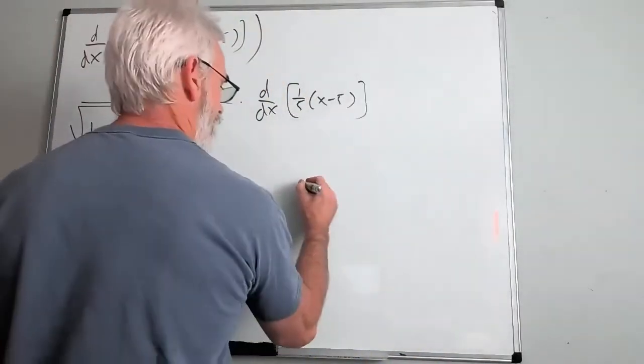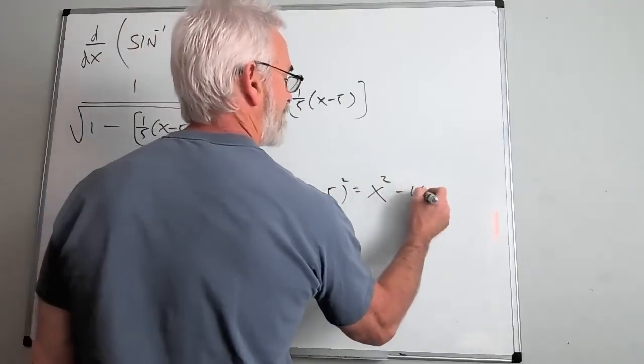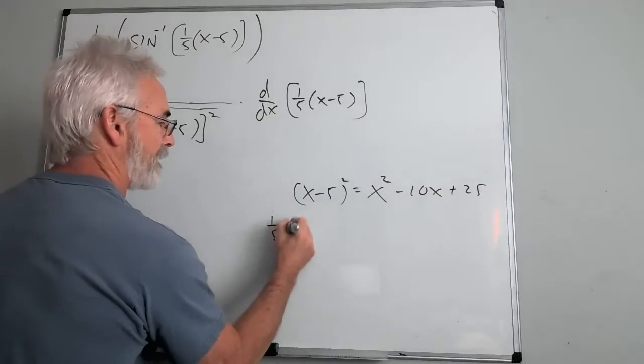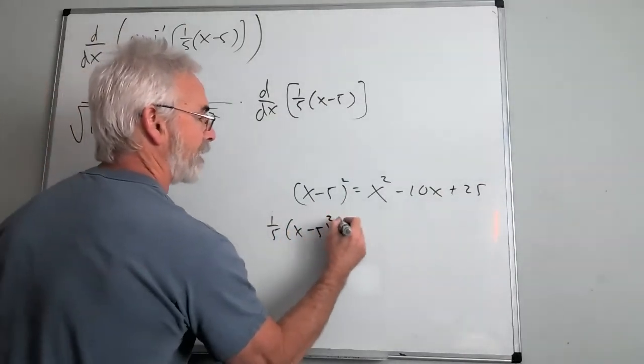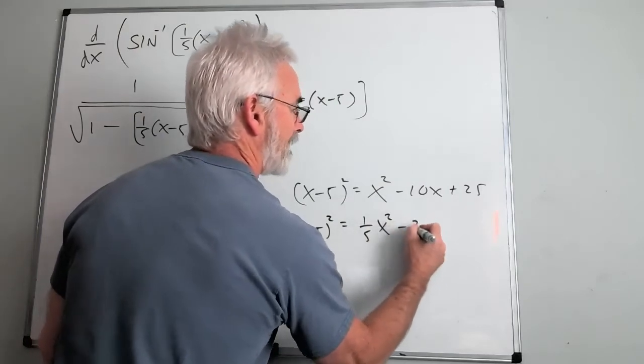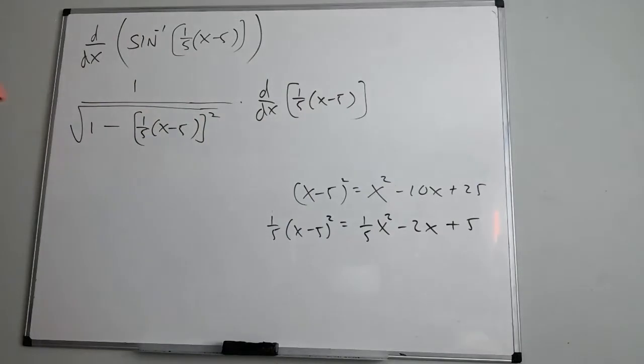So this guy here, if I do x minus 5 squared, that's x squared minus 10x plus 25. So now when I do 1/5 x minus 5 squared, that's going to be 1/5 x squared minus 2x plus 5. And then finally, I want to go, let's see, did I do that correctly? Yeah. Now I want to go 1 minus all of that gobbledygook.